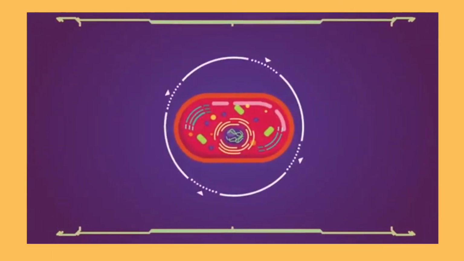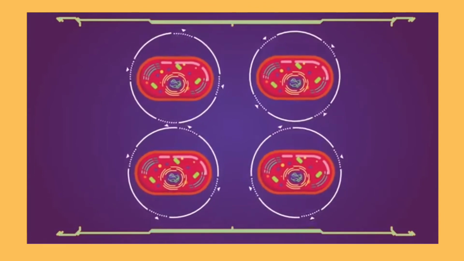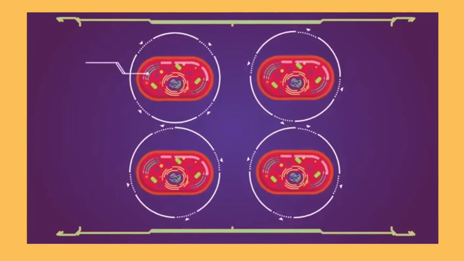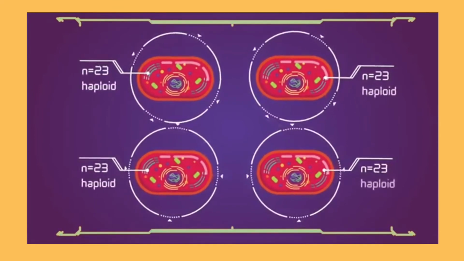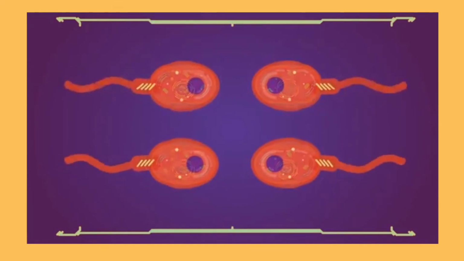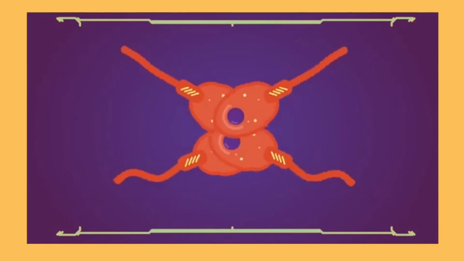During meiosis, one cell divides twice to form 4 daughter cells. These 4 daughter cells only have half the number of chromosomes of the parent cell. They are haploid. Meiosis takes place in germ or sex cells called gametes, eggs in females and sperm in males.